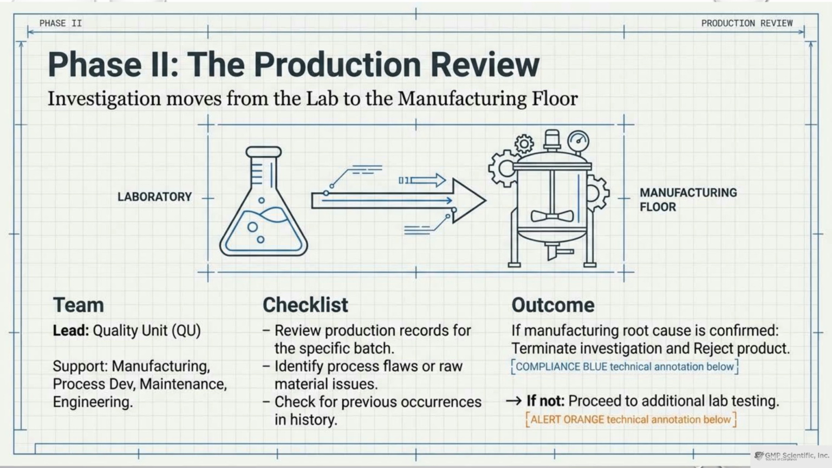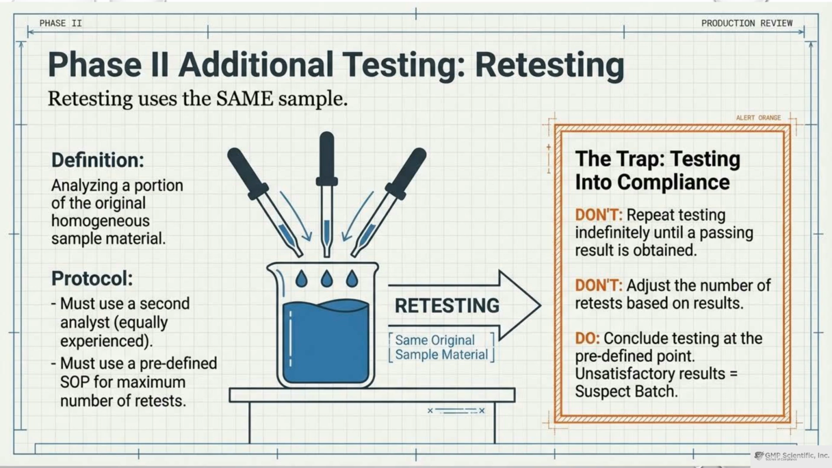Phase 2 moves the investigation to the manufacturing floor, led by the quality unit. A cross-functional team reviews production records and process history. If a manufacturing root cause is confirmed, the investigation concludes. If not, the team proceeds to additional testing.